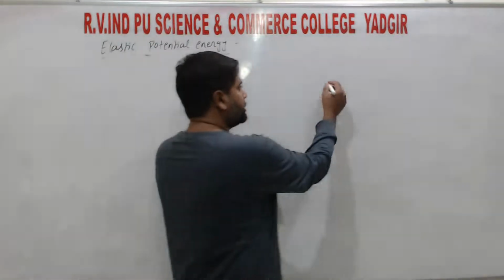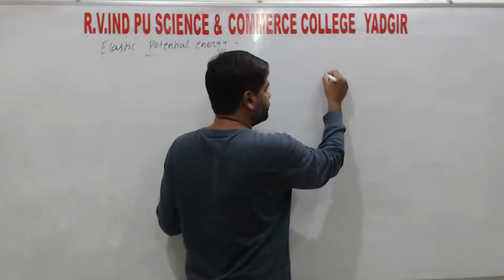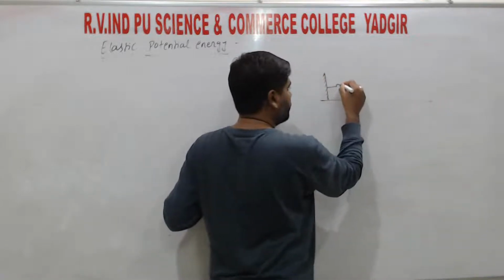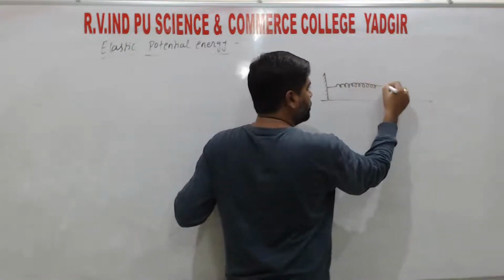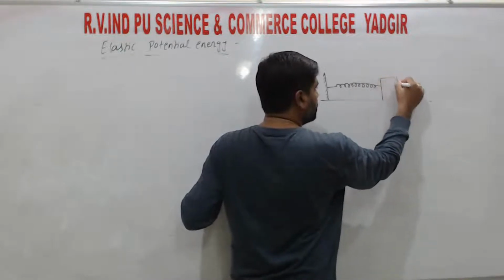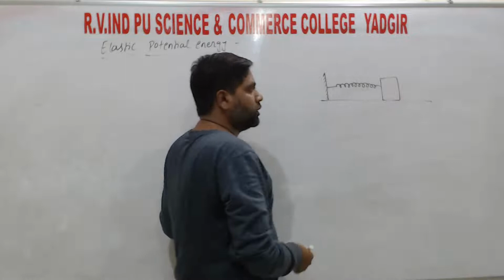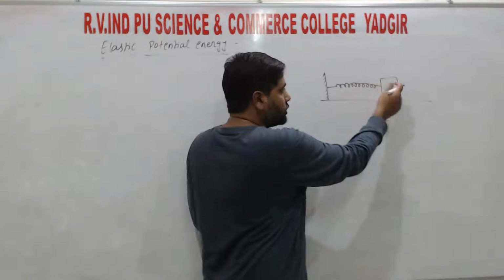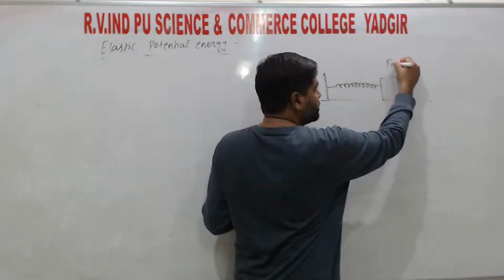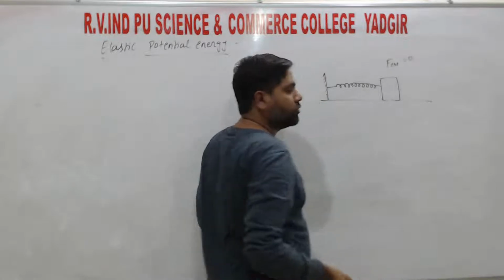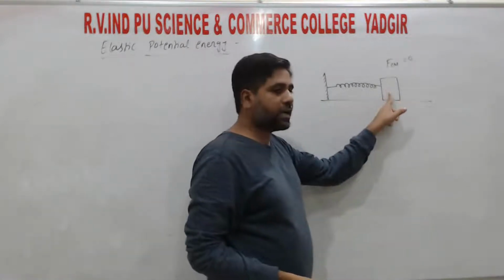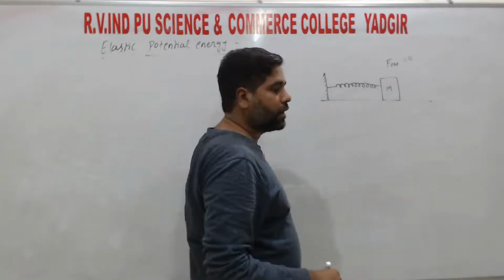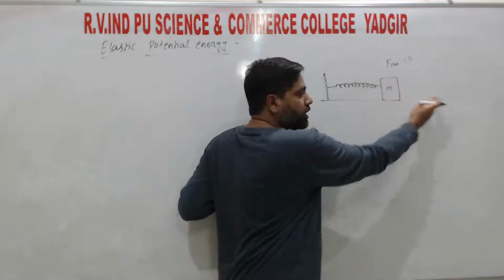So here consider one spring. This spring is attached to some mass, right? So when no force is acting on this object, the F external or applied force is equal to 0, right? So initially no force is acting on the spring or the block, so this block has some mass m, right? So external force 0 is there, so there is no displacement.